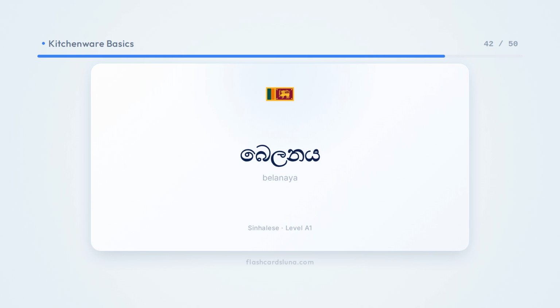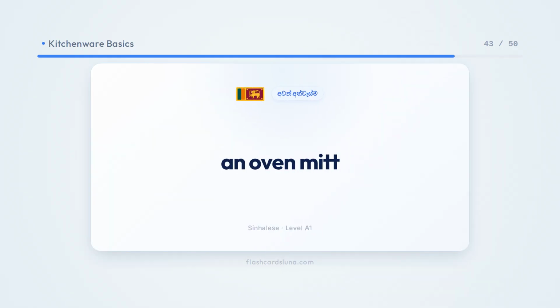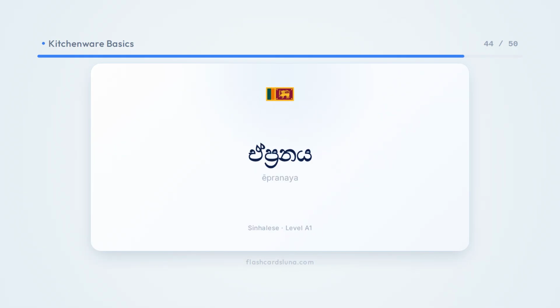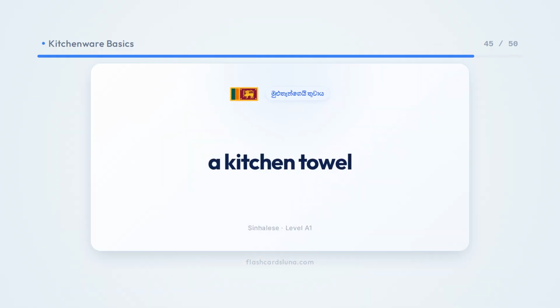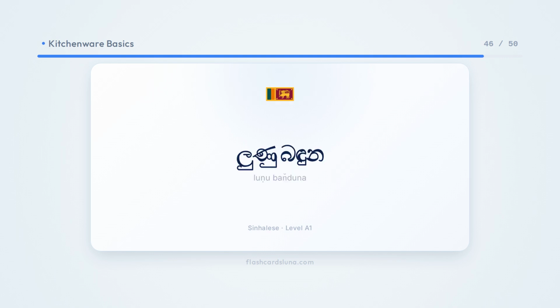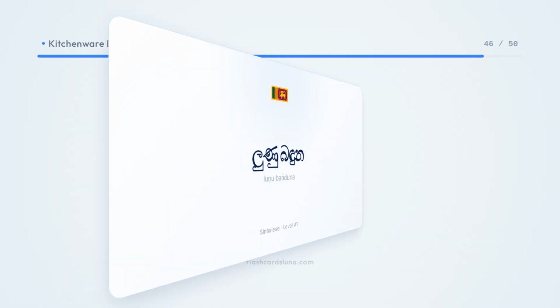Baane, a rolling pin. Awin ativisum, an oven mitt. Apron, an apron. Multingia tawai, a kitchen towel. Lunu badini, a salt shaker.